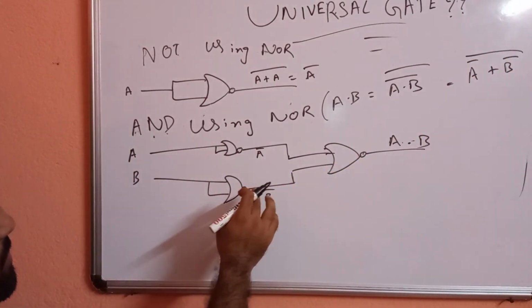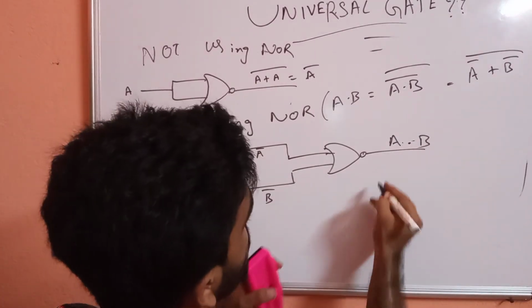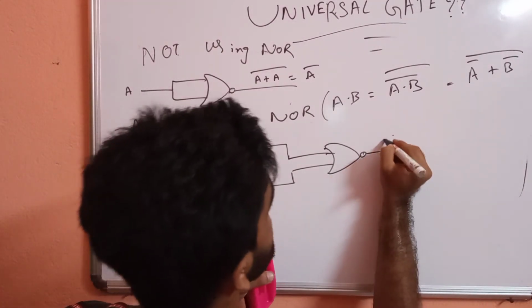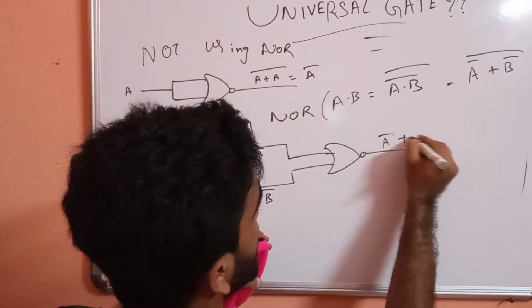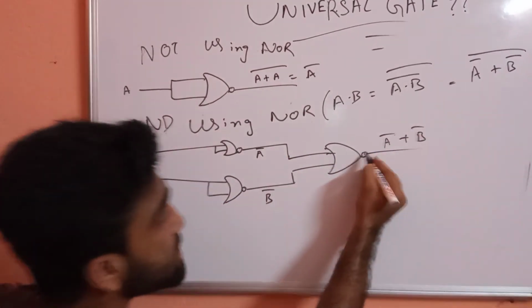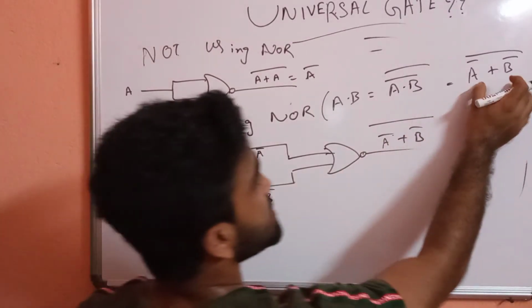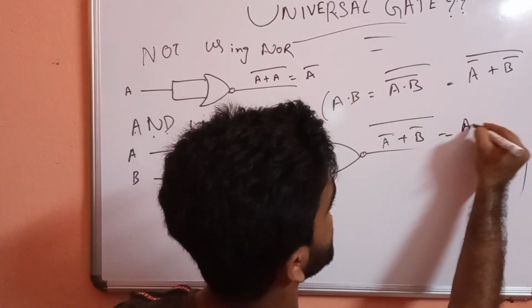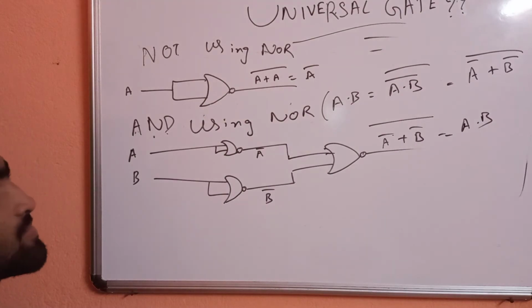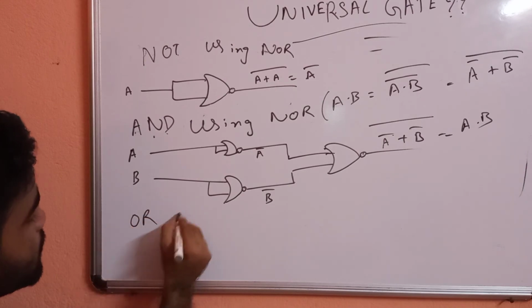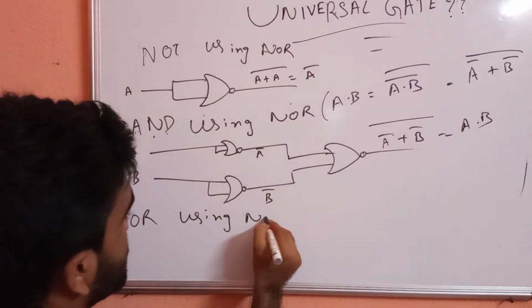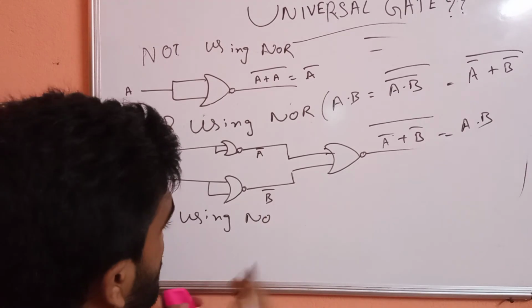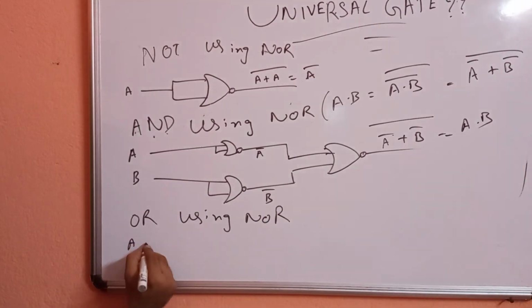Now see, this OR means what? OR means A bar plus B bar, and this negation is the whole bar. This expression means this A dot B, right? So we have got AND using NOR. Now what remains? OR using NOR, right? OR using NOR. This is very simple.